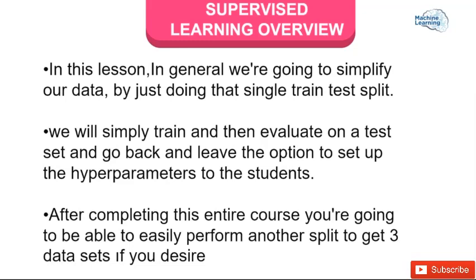After completing the entire course, you're going to be able to easily perform another split to get those 3 data sets, because you desire perfection. Well, maybe not perfection, but okay. Anyway, you'll be able to easily create a training set, a test set, and a validation set, if that's what you want. But in this course, we're going to keep things simple: just train on a training set and then evaluate on a test set. That way, we're really not going to go back to adjust hyperparameters. We're just going to treat that as the final test set, right?